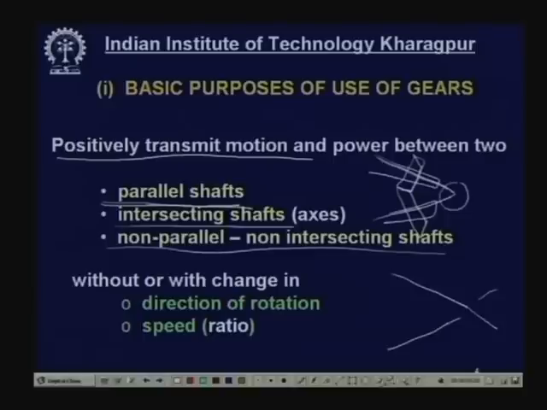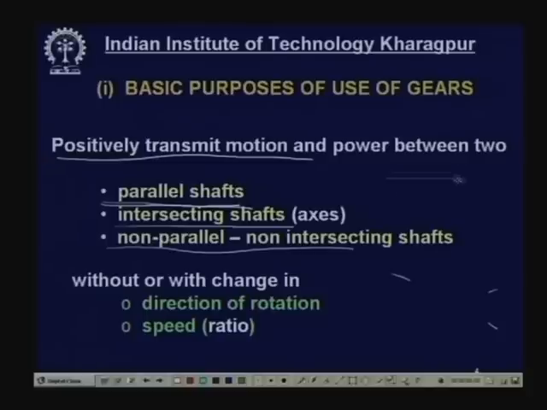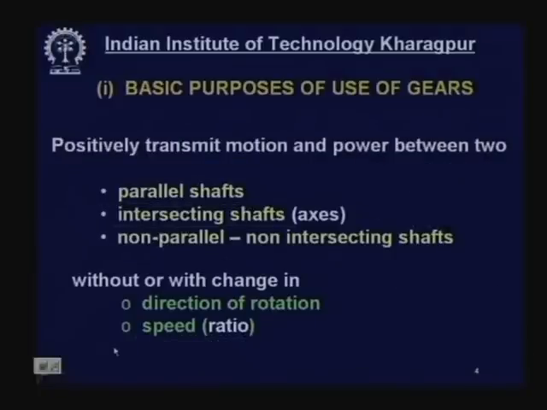Now, while transmitting power from one shaft to another, suppose you are transmitting power between two parallel shafts through a pair of gears. This is one gear and this is another gear. Transmission may take place with or without change in direction of rotation; it is possible to keep the direction of rotation the same or opposite. It is also possible to change the speed ratio. This may rotate fast, this may rotate slow, and there may be a change in the speed ratio, say an increase or decrease in speed. So, these are the various purposes of use of gears.